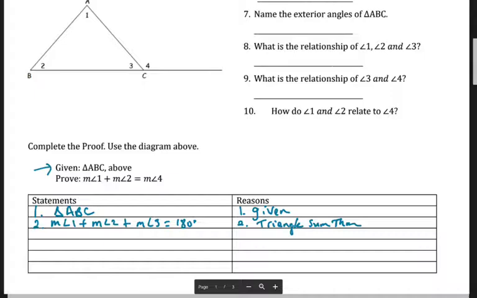Okay, and then we also know that the measure of angle 3 plus the measure, well, actually, before I say that, sorry. I know that angle 3 and angle 4 are supplementary. And that's because of the definition of linear pair. I know that they're a linear pair by looking at the picture up there. I guess I should probably actually write that out.